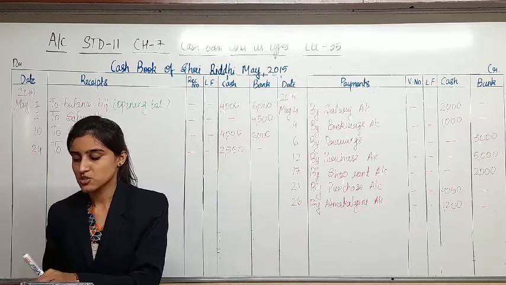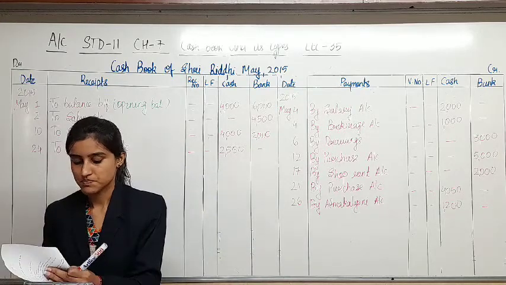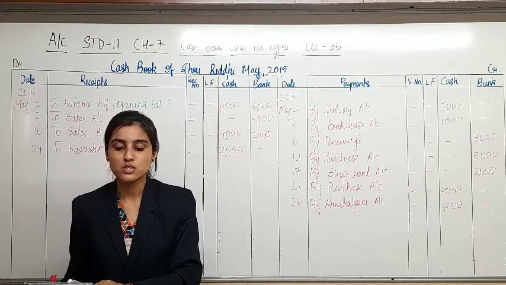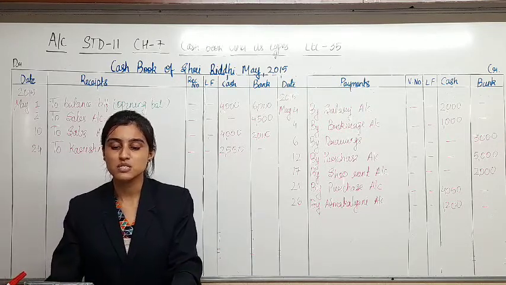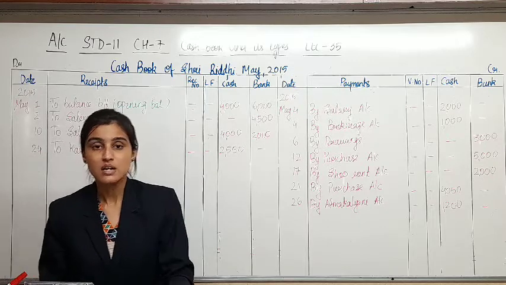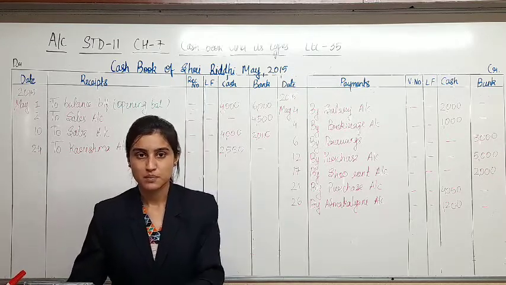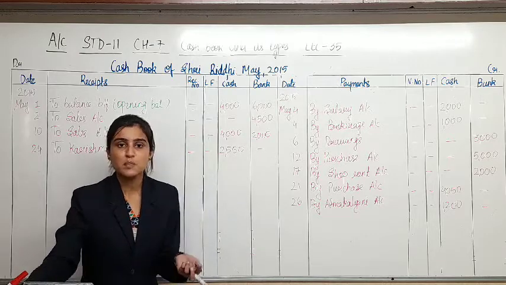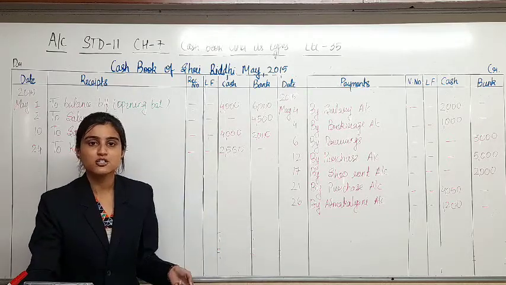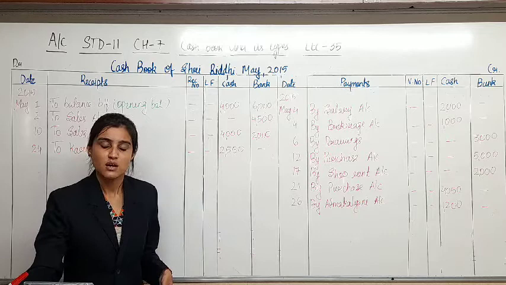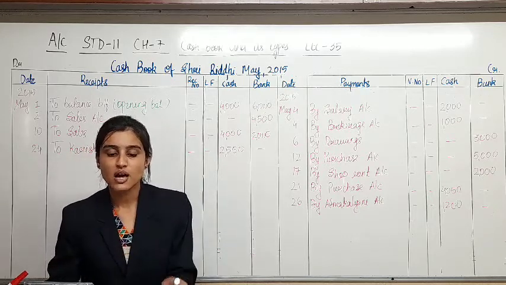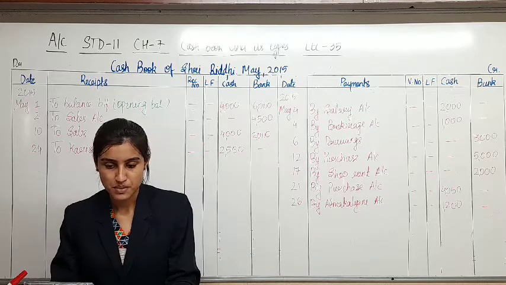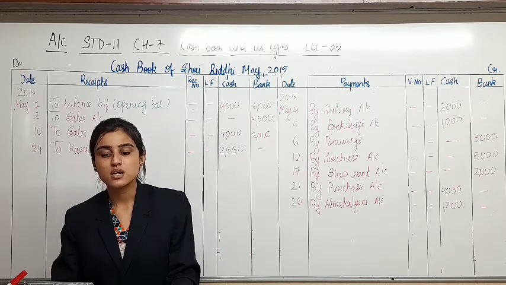The next transaction, please turn the page. 29th of May, Janvi issued a check of rupees 3000 which is immediately deposited in the bank. Janvi has issued a check. Who is Janvi? Of course not us. So the other party. Other party has issued check that is receipt for us. Yes, we have received a check from Janvi is what we can interpret from this transaction. And that check is deposited in the bank.